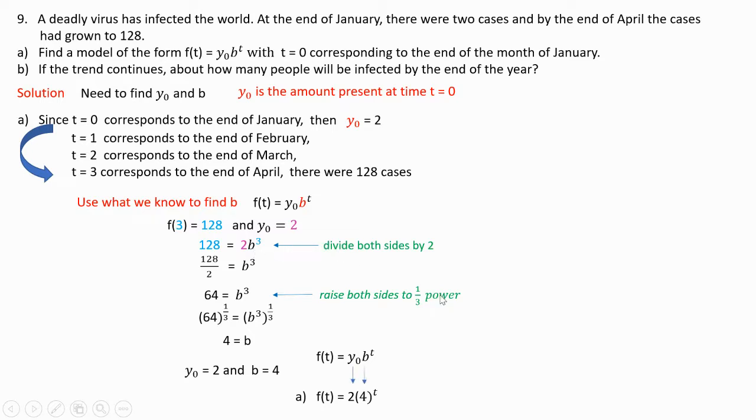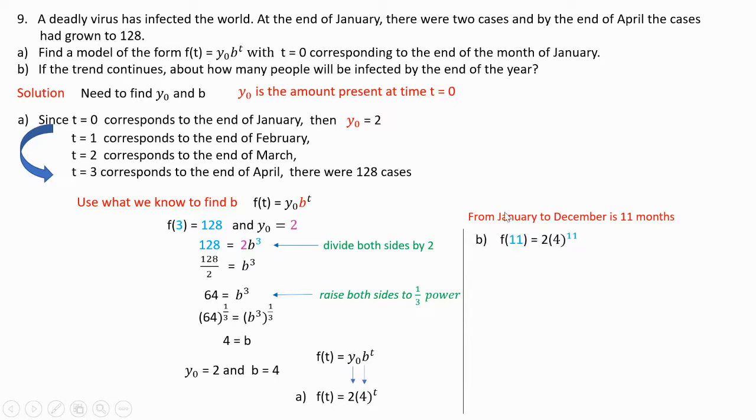Now, for part B, from January to December, it's going to be 11 months, right? Because we have January, right? If you want, you can follow the sequence here. T1 corresponds to the end of February. T2 corresponds to the end of March. T3 corresponds to the end of April. If we keep going, December will be 11.